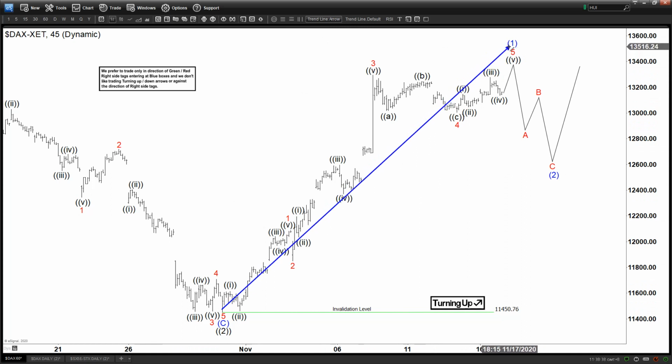That will end with 1 in the intermediate degree, so this is wave 1 of 3, right? So we are currently within the wave 3, with 3 in this primary degree going to be subdivided into another 5 waves. We will finish this with 1 of 3 right here. Then after that we will get a 2 of 3, and then followed by the upside as long as the pullback stays above 11,450 right here. So this is going to be the invalidation level.